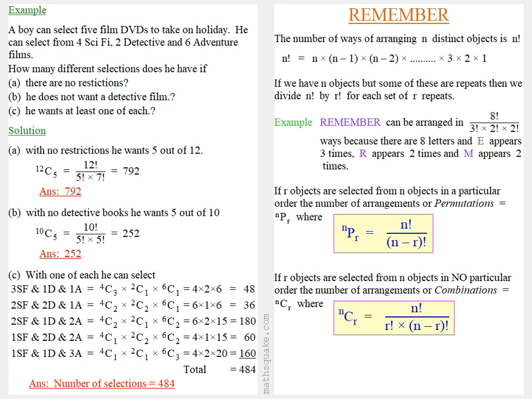If r objects are selected from n objects in no particular order, the number of arrangements, or combinations, is equal to nCr, where nCr is equal to n factorial over r factorial times n minus r factorial. And finally, we define 0 factorial as being 1.